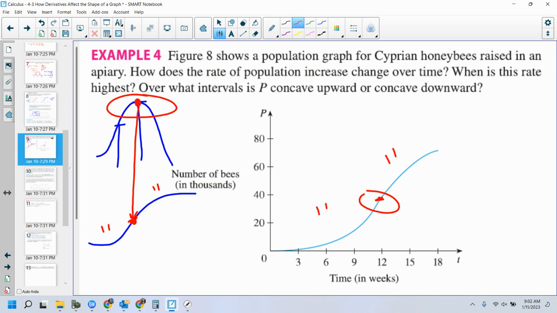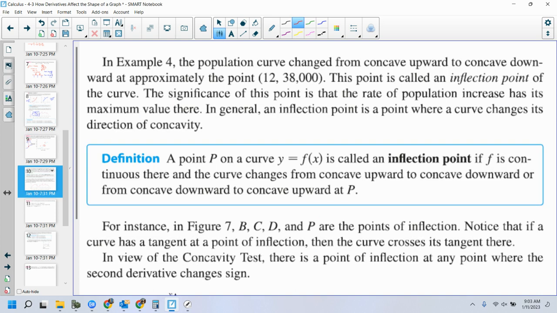So when you're talking about the rate of change, you're talking about the derivative. When the derivative starts to increase, and then starts to decrease, that is an inflection point, which is technically the second derivative. Okay. So here's our formal definition of an inflection point. A point P on a curve is called an inflection point if f is continuous there and the curve changes from concave upward to concave downward, or from concave downward to concave upward. This could work backward as well, right?